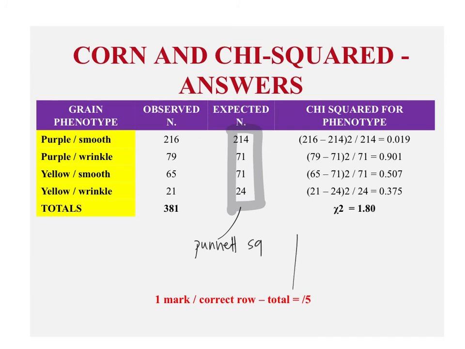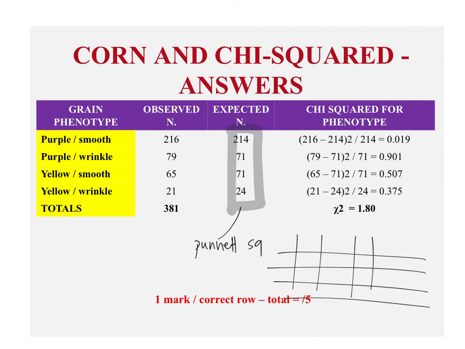Okay, so it should have been a 4x4 Punnett square, because we've got 2 heterozygotes. So we had PpRr times PpRr. You've got your 1, 3, 1, 4, 2, 3, 2, 4 things going on. So we've got big P, big R, big P, little r, little p, big R, and then little p, little r. Stick those in your Punnett square, and you should have got a 9, 3, 3, 1 ratio.